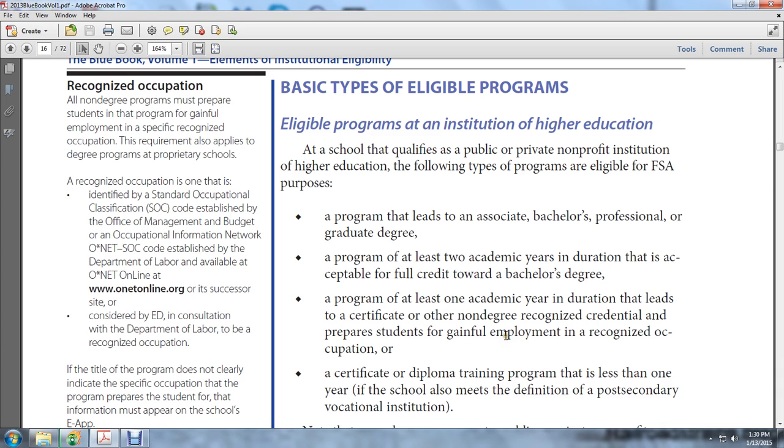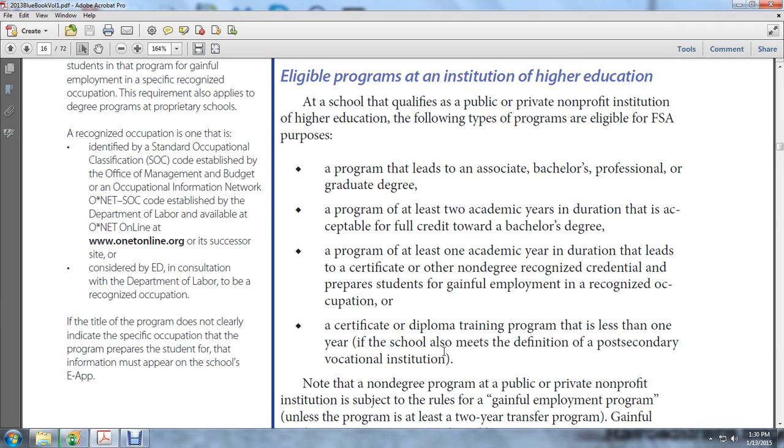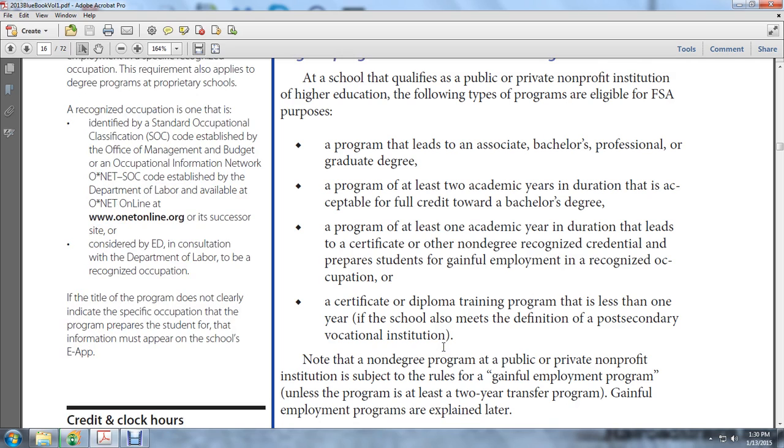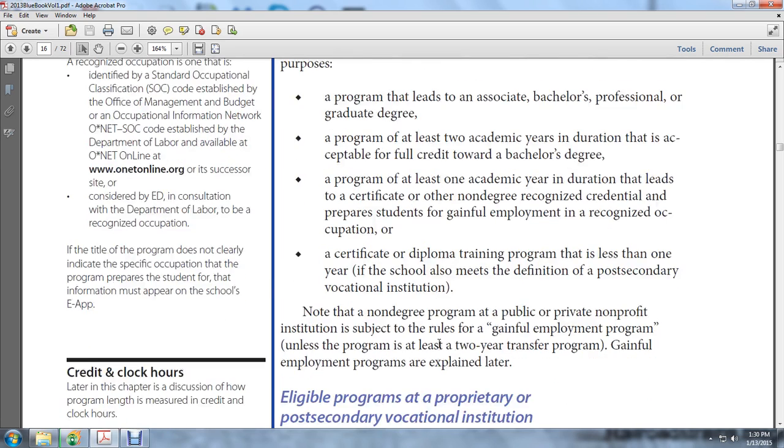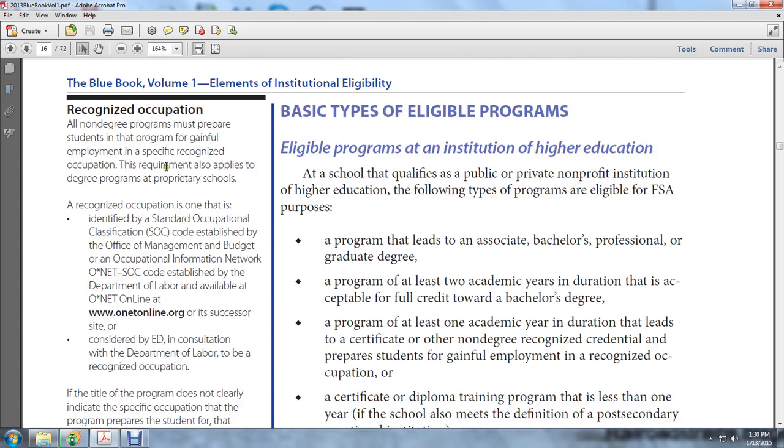A certificate or diploma training program that is less than 1 year is eligible if those schools also meet the definition of postsecondary vocational institutions. Note that a non-degree program at a public or private nonprofit institution is subject to the rules of a gainful employment program unless the program is at least a 2-year transfer program. Gainful employment programs are explained later. On the left here it says a recognized occupation. All non-degree programs must prepare the student for gainful employment in a recognized occupation. The requirement also applies to degree programs at preparatory schools.